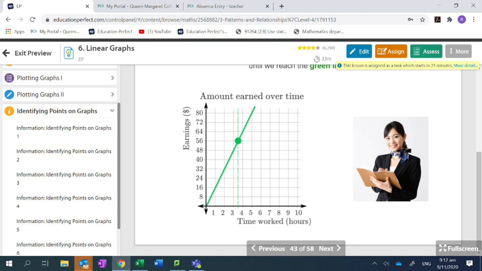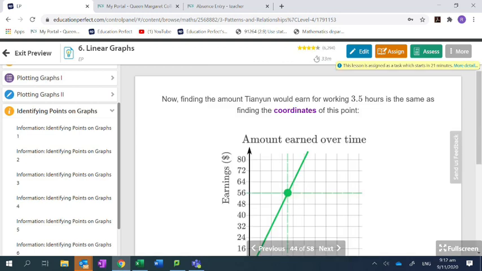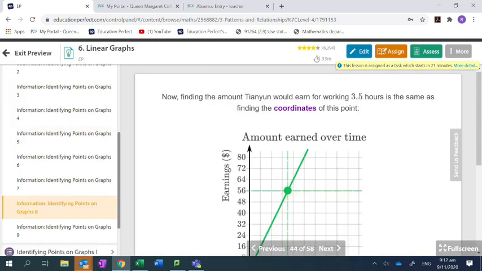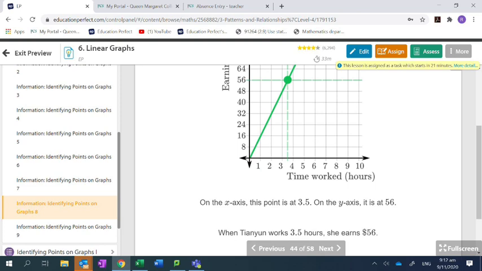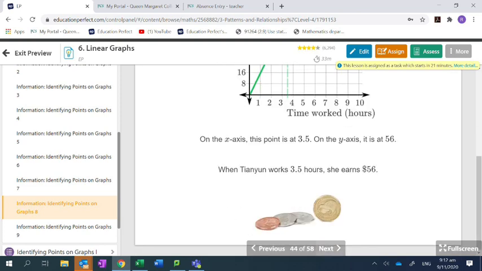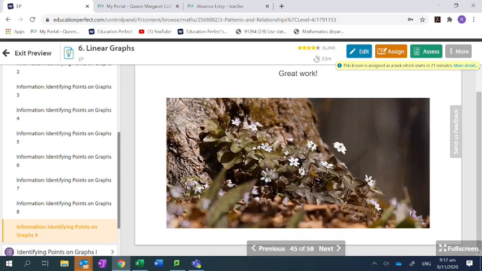So here they ask you how much she earned in 3.5 hours. So again, if it's between two numbers, you're just going to have to give an estimate. But after 3.5 hours, how much money did she earn? 56 what? Dollars. Make sure you watch your units. And again, just find out where those two lines would intersect at a certain point. Yes. You can bring a ruler if you'd like.